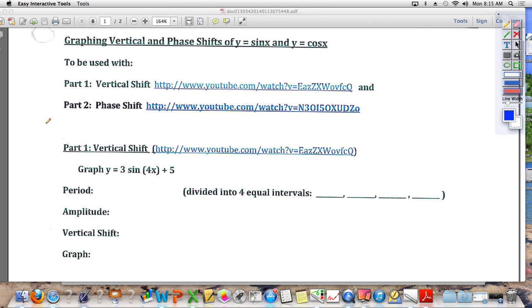So, first of all, let's find the period. Let's go back to what we talked about last week and find the period of this thing first. You find the period of a graph by dividing 360 degrees by the number that shows up right in front of the x. So 360 divided by 4 is equal to 90 degrees.